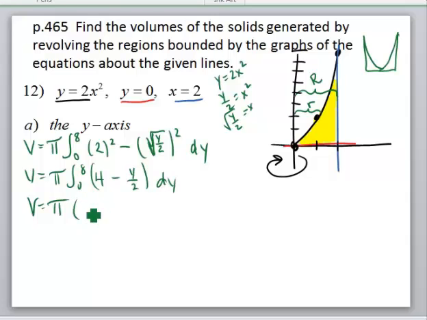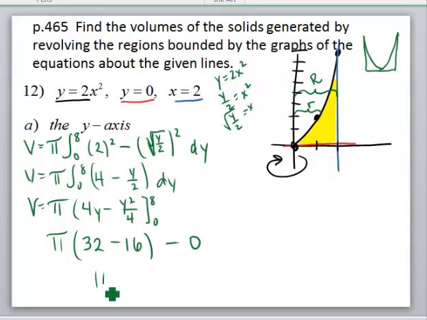So you end up getting 4y minus y squared over 4 from 0 to 8. So you plug that in, you get 32 minus the 16, and then when you plug in 0, you get 0, so you end up with 16 pi. So this is the first problem of a washer method.